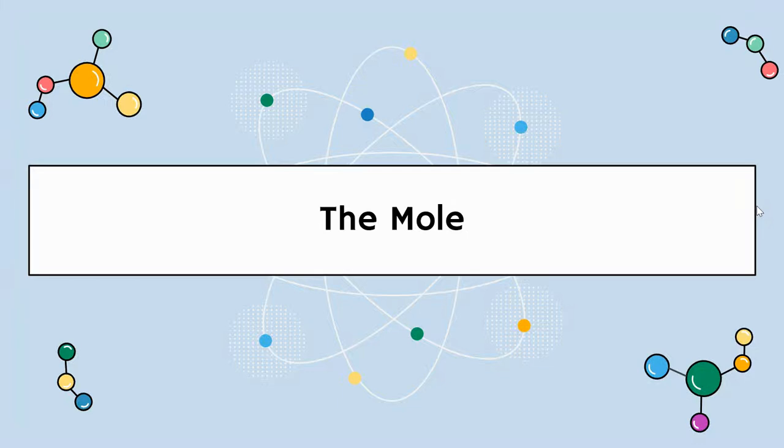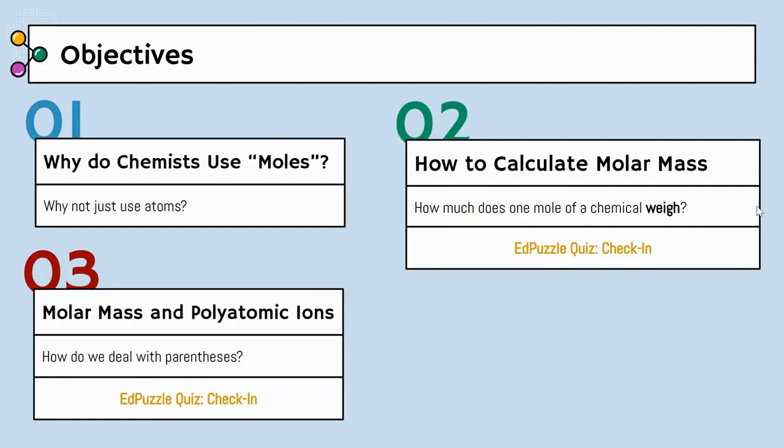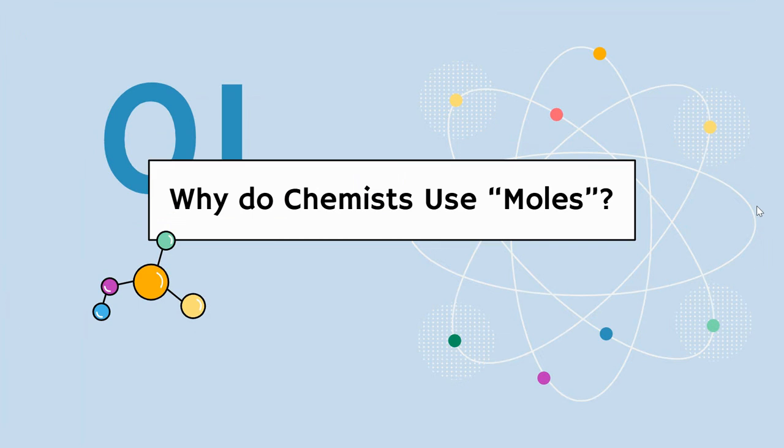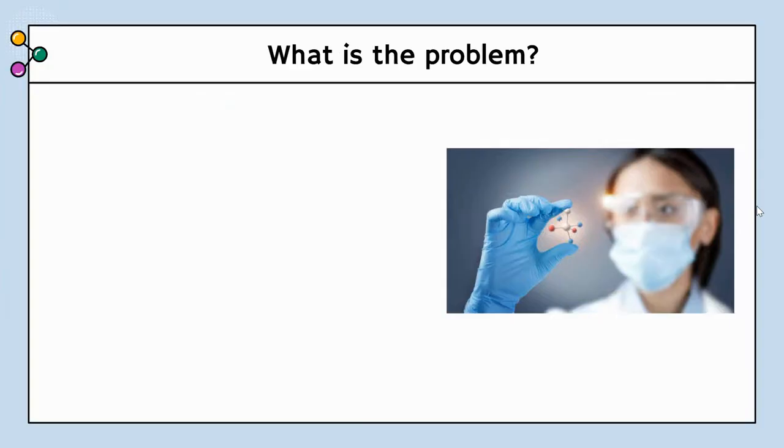In this video, I'm going to cover the concept in chemistry called the mole for the Unit 3, Section 3 EdPuzzle quiz. In this presentation, we're going to go over why chemists use moles, how to calculate molar mass, and also molar mass when it comes to polyatomic ions in parentheses. First, let's talk about why chemists use moles.